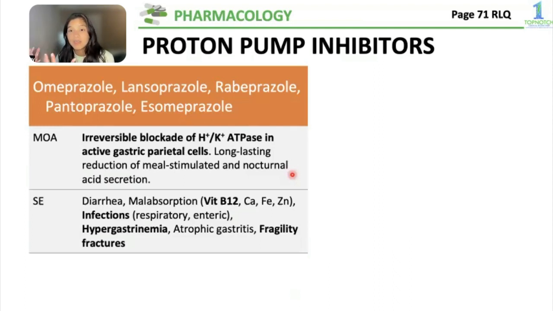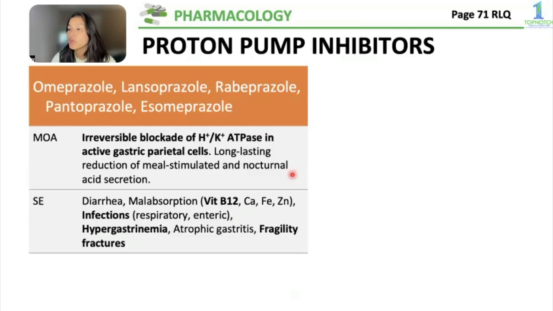Pero again, even if it increases more and more gastrin, medyo walang effect because you've blocked the last step of the proton pump or of the acid secretion. Now, one thing you need to know about PPIs as well in terms of its pharmacokinetics is it's actually a prodrug when you ingest it, and it is activated in an acidic environment.